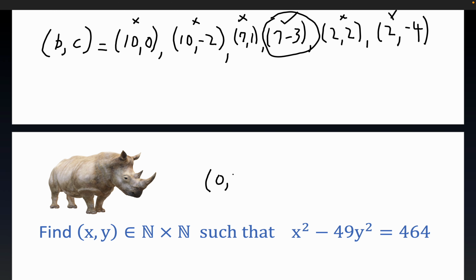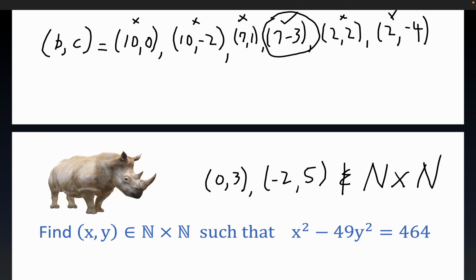So 0, 3, let me make up something else too. Say minus 2, 5. These types of ordered pairs would not be a member of N cross N, right? So we're just looking for positive integer ordered pair solutions. Alrighty.